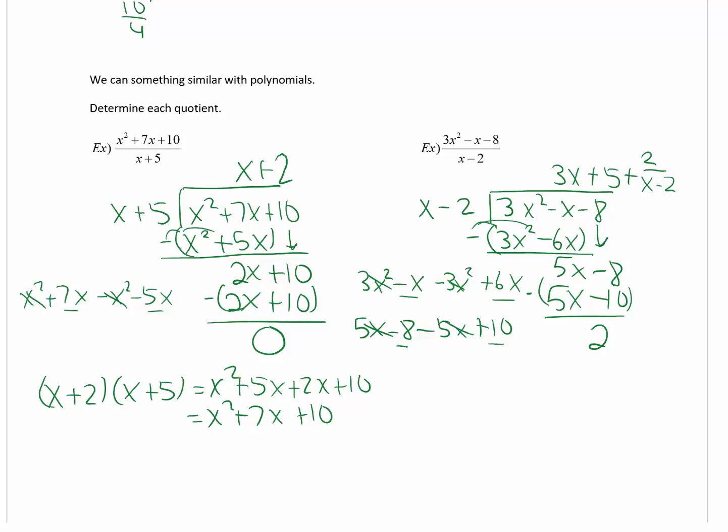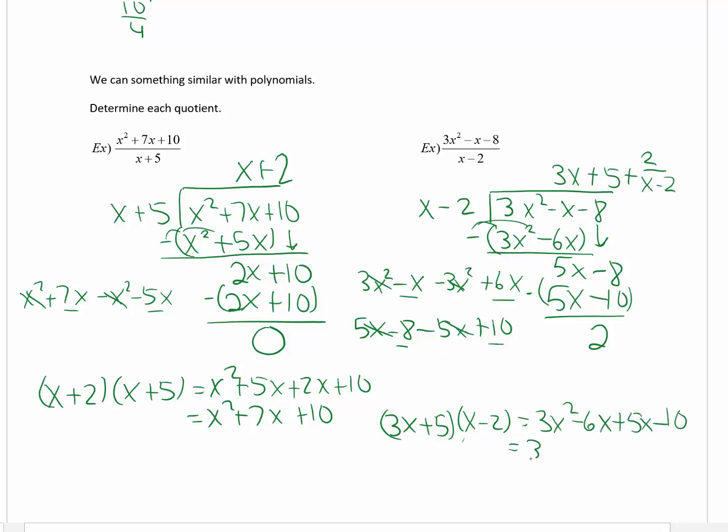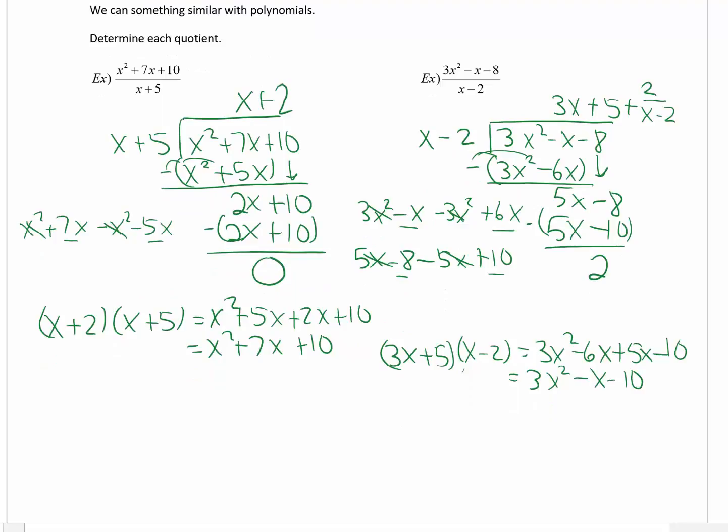Okay, so let's check my answer. So if I take 3x plus 5 and I multiply by x minus 2, you get 3x squared minus 6x plus 5x minus 10, which is 3x squared minus x minus 10. Now, do not forget, you also have a remainder of 2. So now I'm going to take this answer, and I'm going to add 2 because that's what my remainder is. I now have 3x squared minus x minus 8, and that's exactly the same as I have here. So I know this answer is correct.